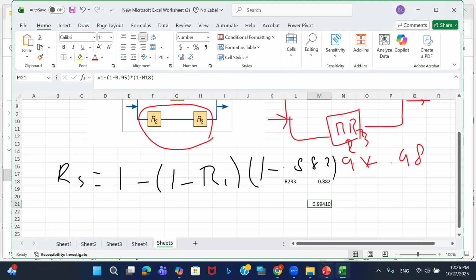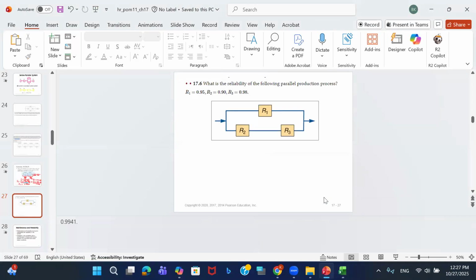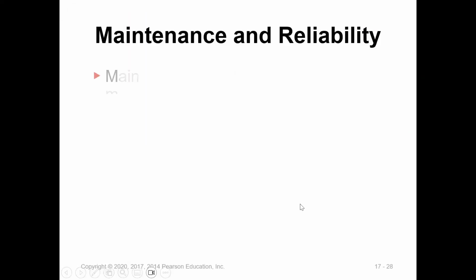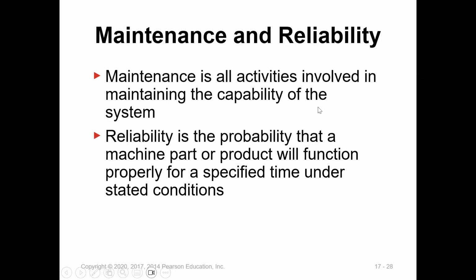That's how we solve a question like this. Usually, like in the next quiz and on the final, you will see too many questions like this one, from chapter 17. Yeah, here's the answer. I put the answer here, 99.41. Okay. Any questions? Okay, so we finished the part of reliability now.